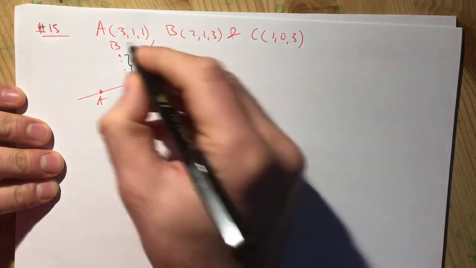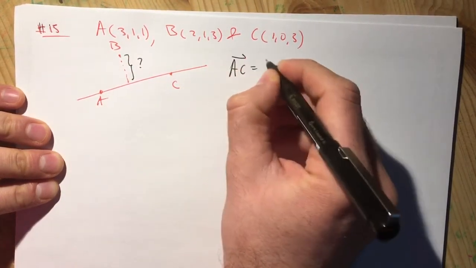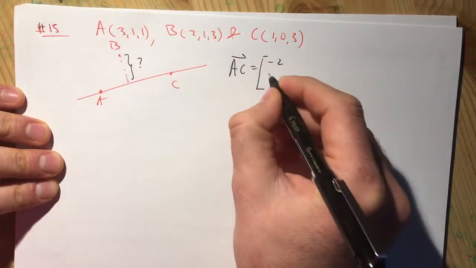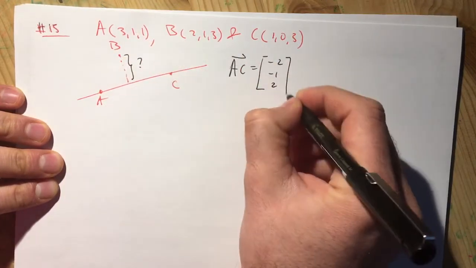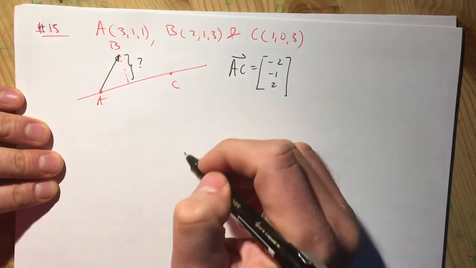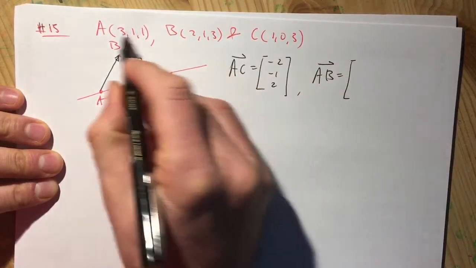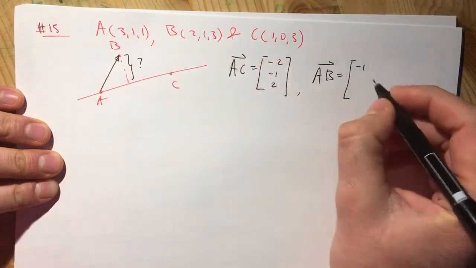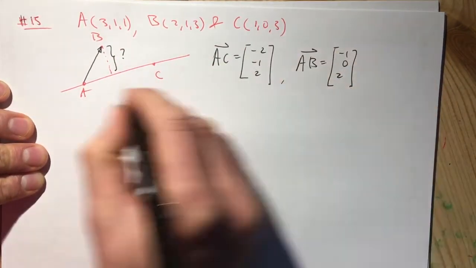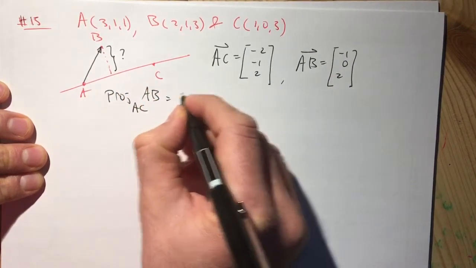Okay, so what are we going to do? This is the point A, this is the point C. We can define the vector AC, and the vector AC is 1 minus 3, negative 2, 0 minus 1, negative 1, 3 minus 1, 2. And we also have to define the vector AB, so that we're going to project the vector AB onto AC. So AB is equal to 2 minus 3, negative 1, 1 minus 1, 0, 3 minus 1, 2.